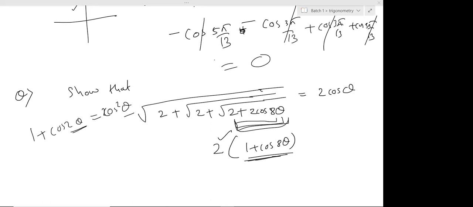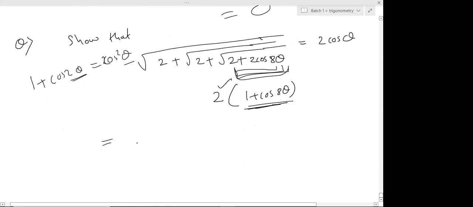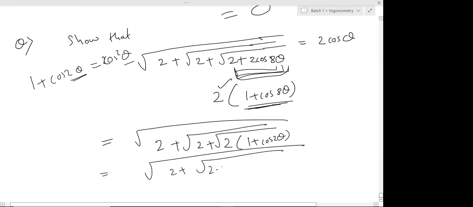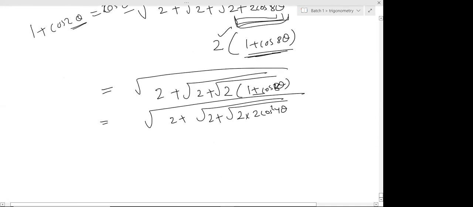Sir, it is 2 cos square 4 theta. All right. See, let me solve the first step. So this is under root 2 plus under root 2 plus under root. So I take 2 common. I have 1 plus cos 2 theta. Now again under root 2 plus under root 2 plus under root 2 into, instead of this one, I can write 2 cos square 4 theta, and this is 8 theta, right? Just substituting this value with this.